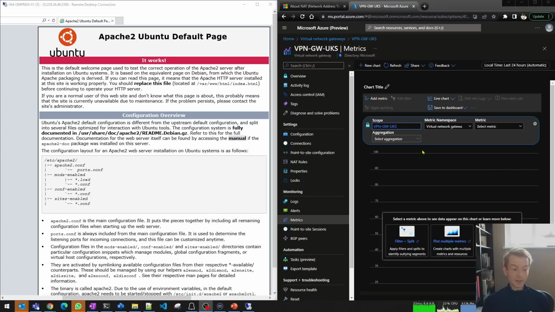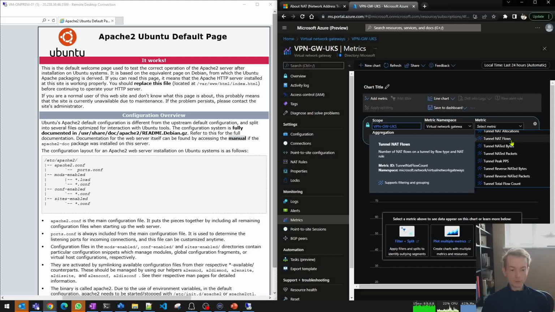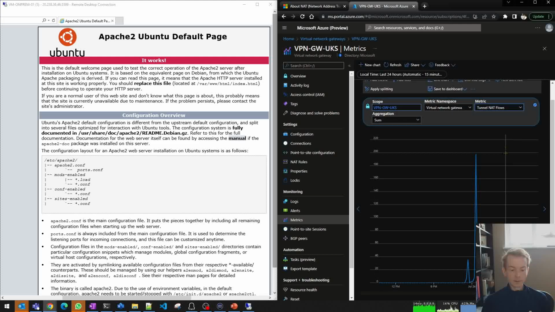We deliver the website to the client as expected. It's worth mentioning that if you want to have a look at the NAT metrics on the VPN gateway, that's exposed in Azure Monitor. So we see here we've got the VPN gateway in Azure, metrics blade, various things relating to NAT packet drops, total NAT flows, total NAT packets, etc. If I look at total NAT flows here, I can see that there's definitely some processing happening in respect to NAT, which is what we would expect because we know our website's working.